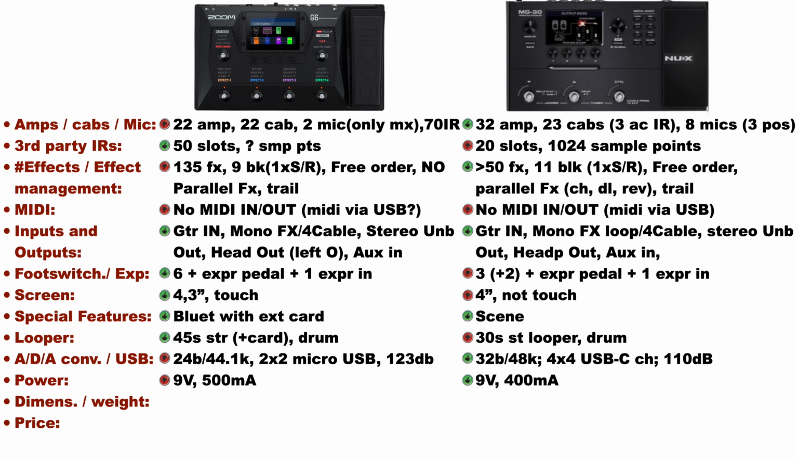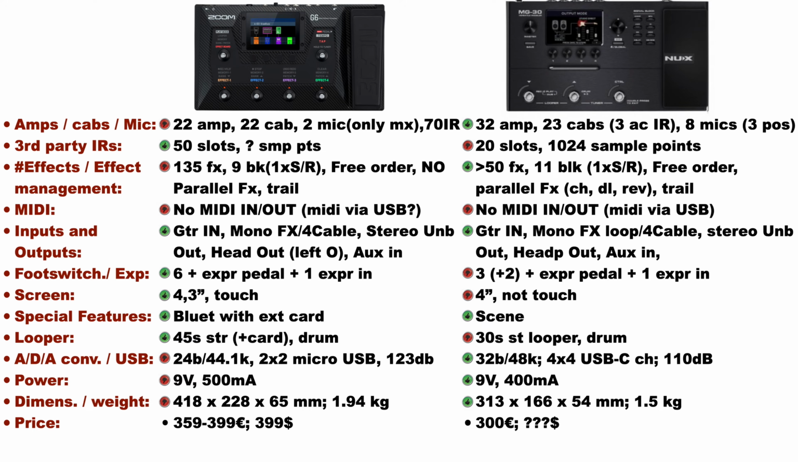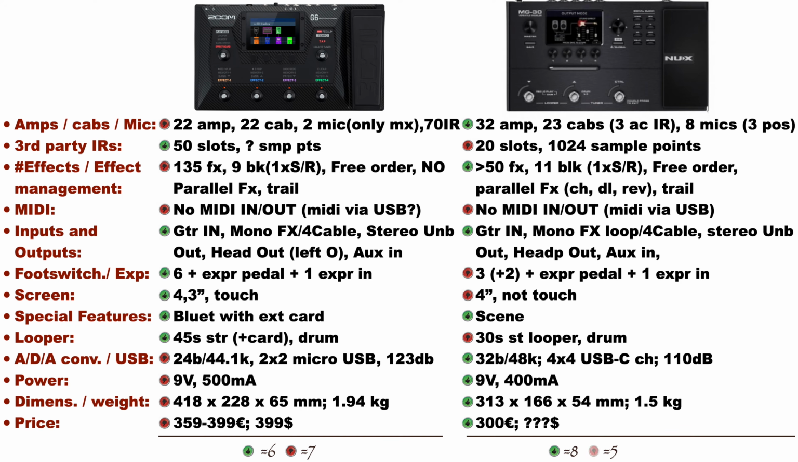The MG30 is less power hungry than the G6. As regards dimension and weight, the MG30 is smaller and lighter. And finally, as regards the price, the MG30 is cheaper. So finally, let's count the green and red thumbs. Suspense. We have 6 greens with 7 reds for the G6 and 8 greens with 5 reds for the MG30. Therefore, the MG30 is a tiny bit better.